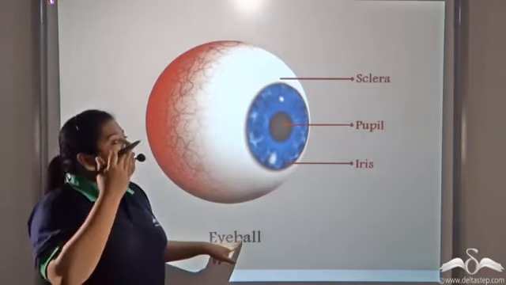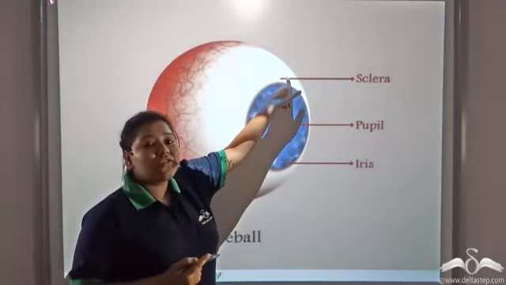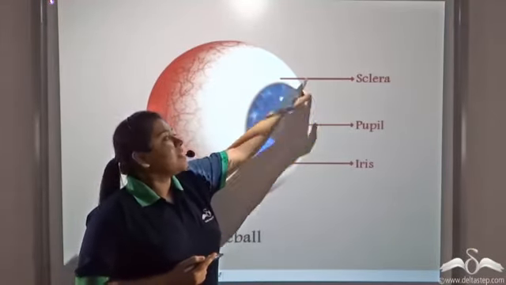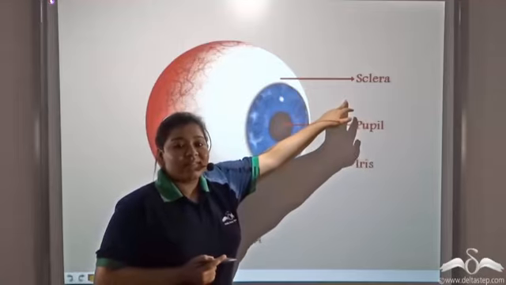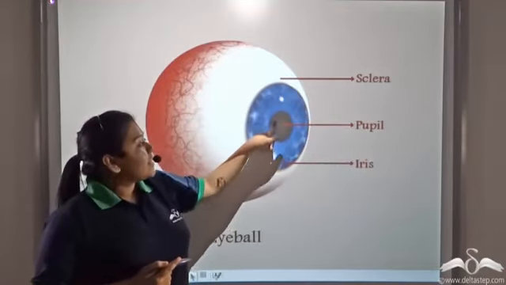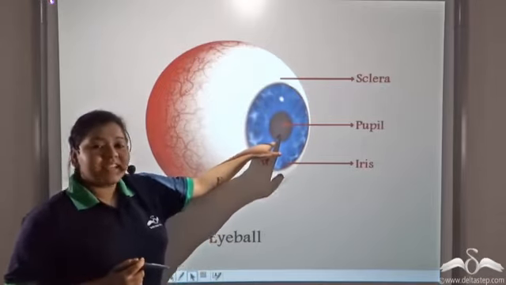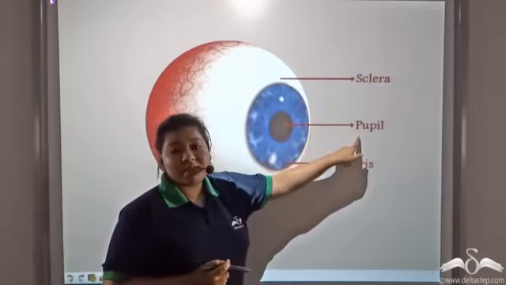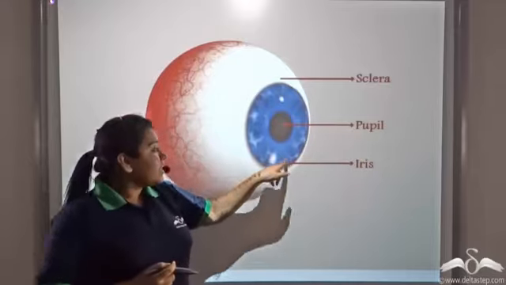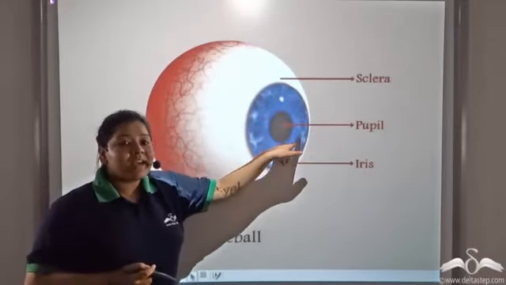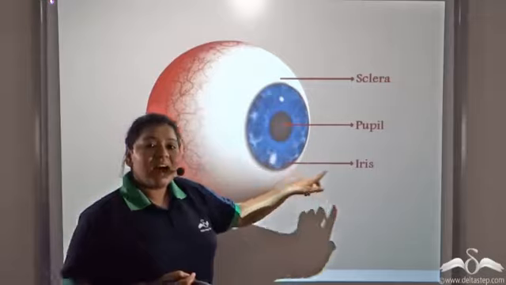Now, the front white part of the eye is known as the sclera. This circular opening in the center of the eye is known as the pupil. And this colored portion of the eye is known as the iris.